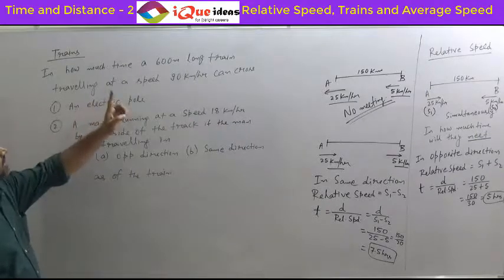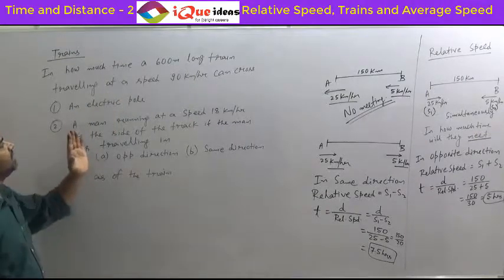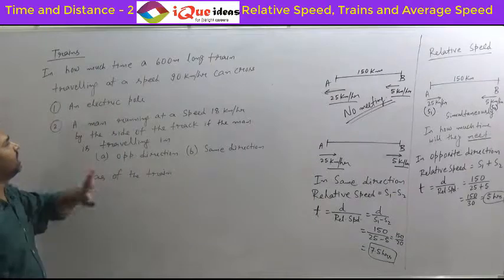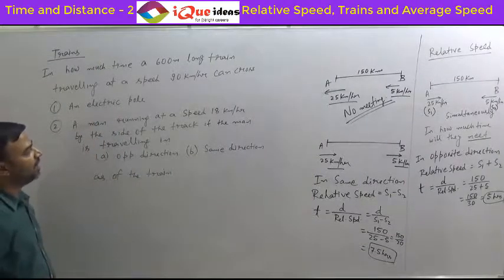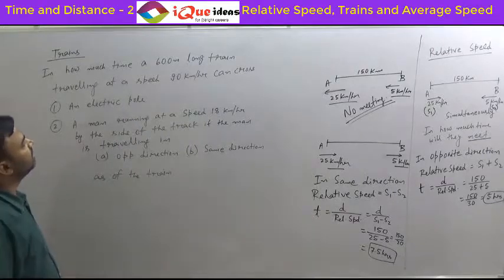Now, once we have done this, come to this situation. In how much time can a 600 meter long train, traveling at a speed of 90 kilometers per hour, cross an electric pole and cross a man running at a speed of 18 kilometers per hour? Okay. Now here, the distance or the length is 600 meters.